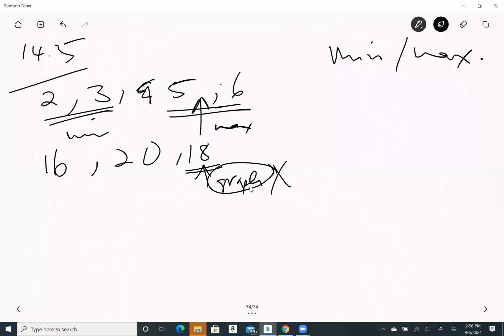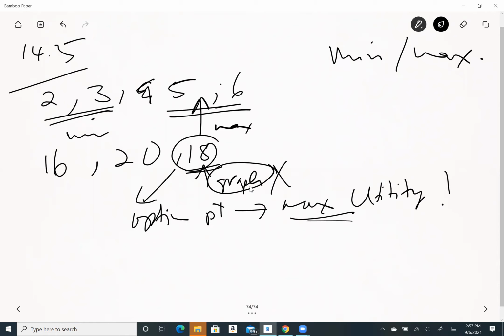So for example, question number 18. So you solve the Lagrangian, you find the optimum point. All right, find the optimum point. That's number 1. And then after you got the optimum point, you find the maximum utility. Maximum utility. So that would be question number 18. Similarly, for number 20, you get the optimum point, all right? And then get the maximum output, the maximum production.